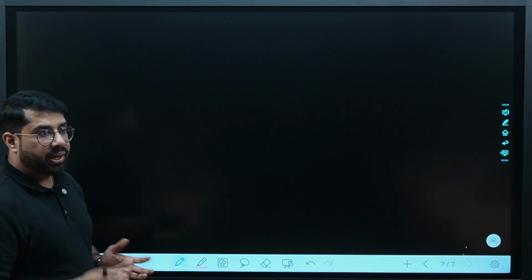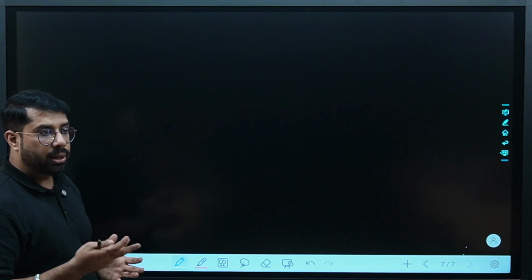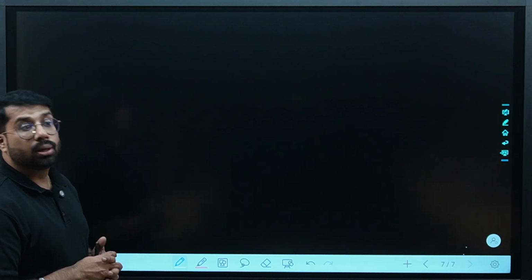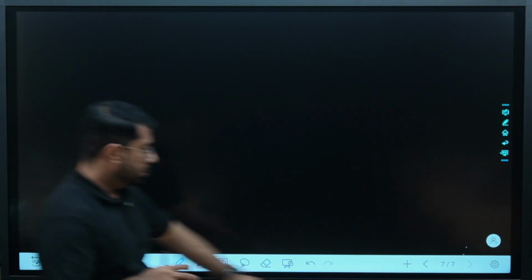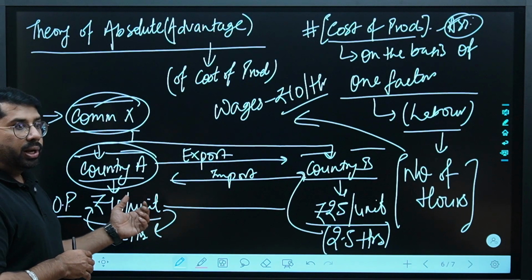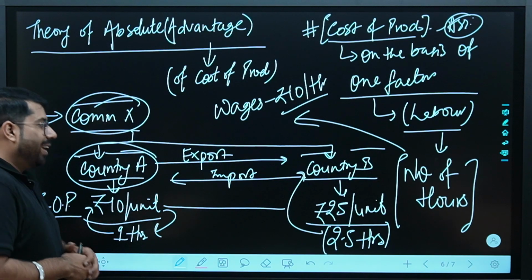Because labor is cheaper in India. India is a labor-rich country. We find very cheap labor in India. In theory, what is your question? Why are we not importing the labor? Okay, that is a good question.